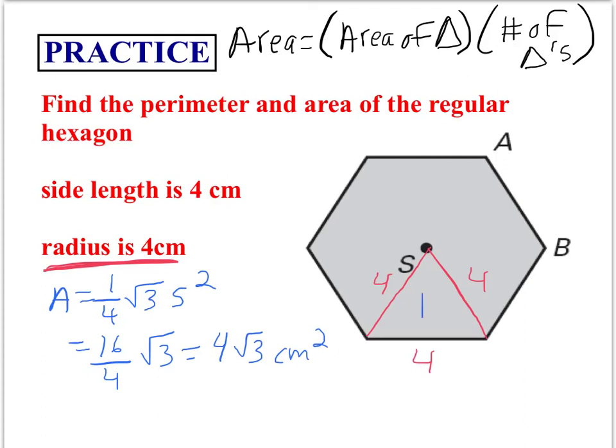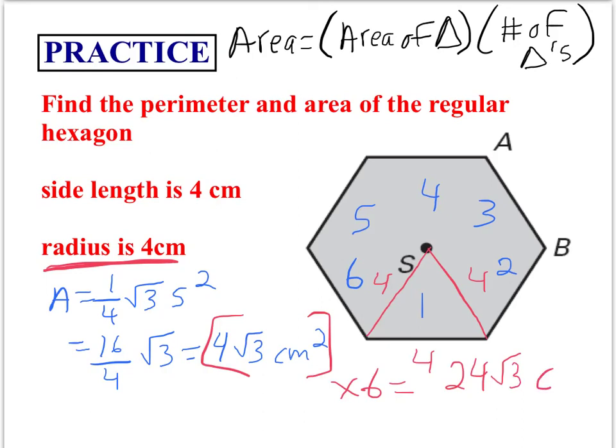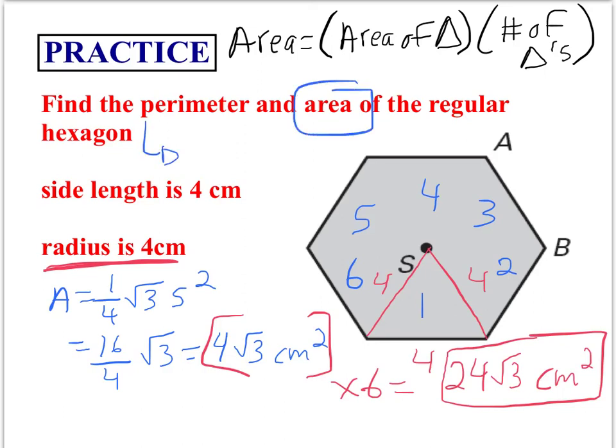Now, like I said, I had 6 triangles here. So I take my value of 4 times the square root of 3 and just multiply that by 6. So the area of this regular hexagon is 24 times the square root of 3 centimeters squared. Now we found the area. Now the perimeter is just all the side lengths. So all of them are 4. It's a regular hexagon. So it's just 4 times 6, which gives me 24 centimeters.